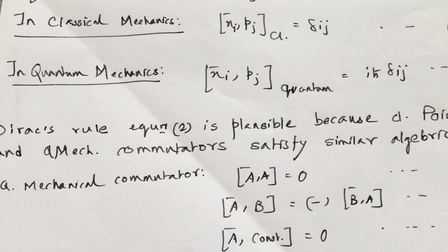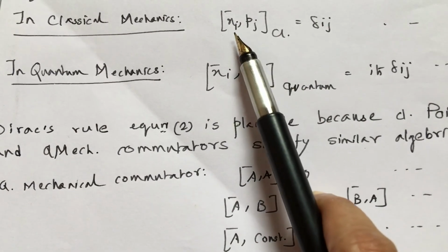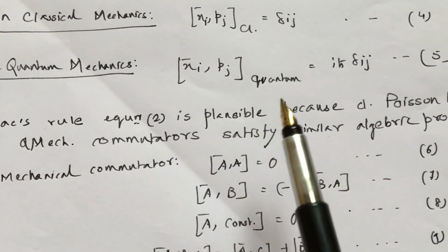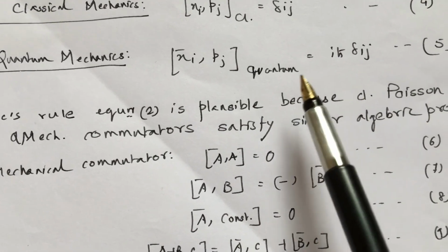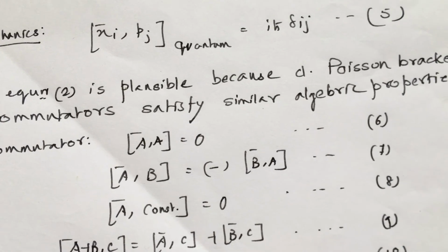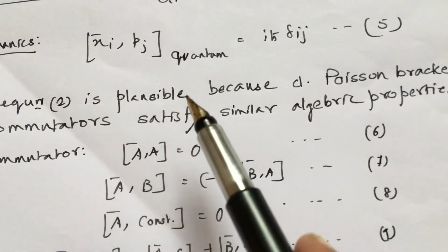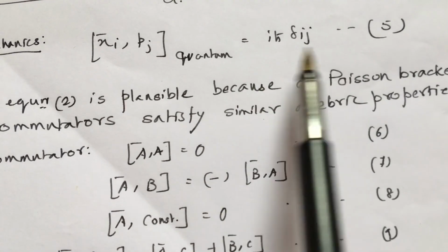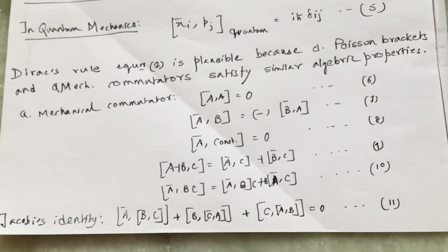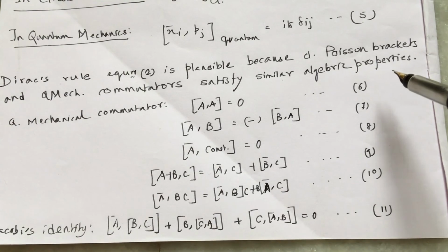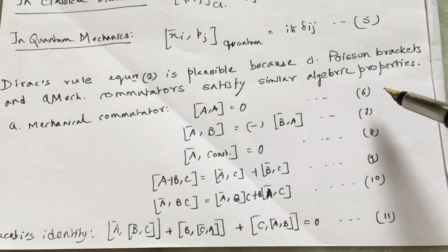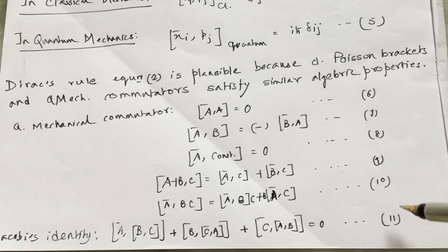In classical mechanics, the Poisson bracket relation of momentum and position is this one. This is equation 4. But in quantum mechanics, the canonical commutation relation, we call this the canonical commutation relation, is given by equation 5. And let me tell you about some relations. We need to actually memorize the canonical commutation relations from 6 to 11.